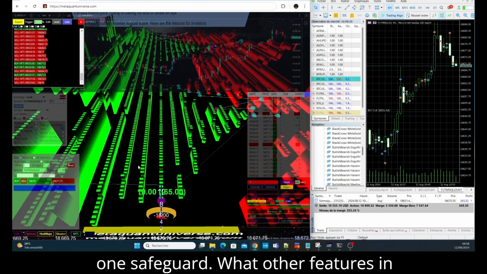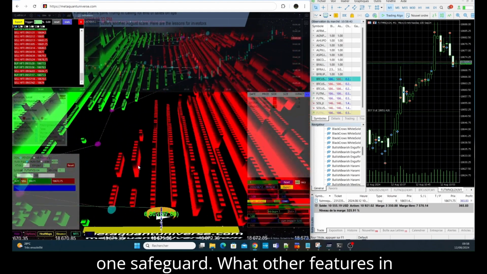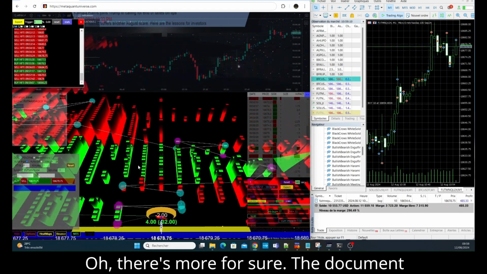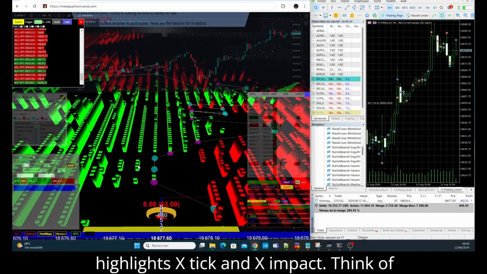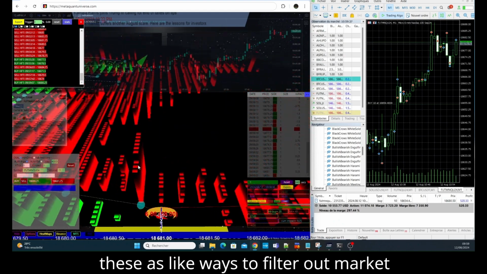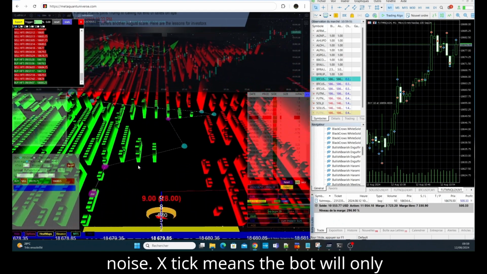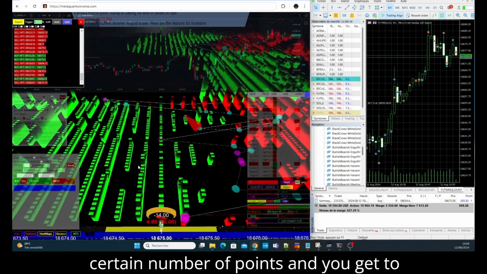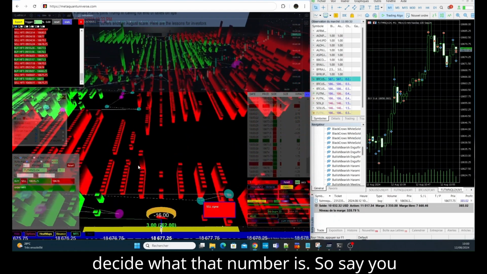So max, that's one safeguard. What other features in here help keep a lid on the risk? Oh, there's more for sure. The document highlights X-tick and X-impact. Think of these as ways to filter out market noise. X-tick means the bot will only make a trade if the price has moved a certain number of points, and you get to decide what that number is.